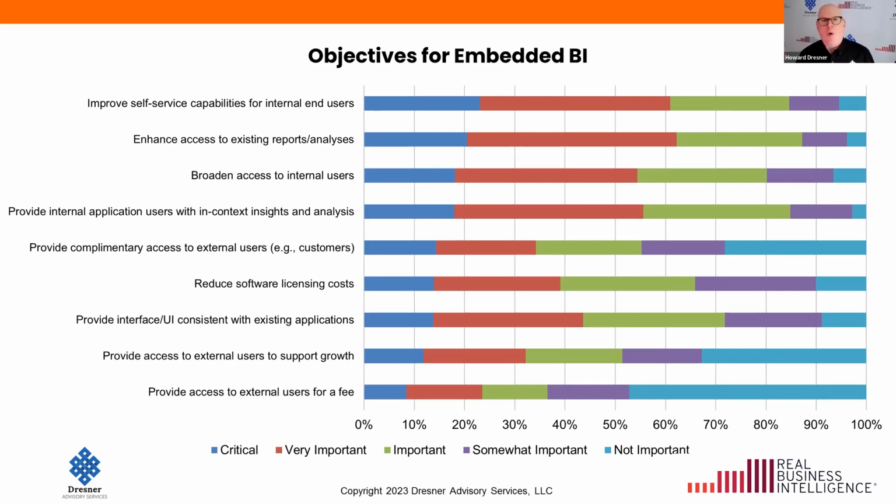How do we get it to more stakeholders within the organization to enhance their ability to access this data? And you can see the top three: improve self-service capabilities, enhance access to existing reports and analyses, and broaden access to internal users. And so that is really the driving force within organizations to embed business intelligence capabilities.